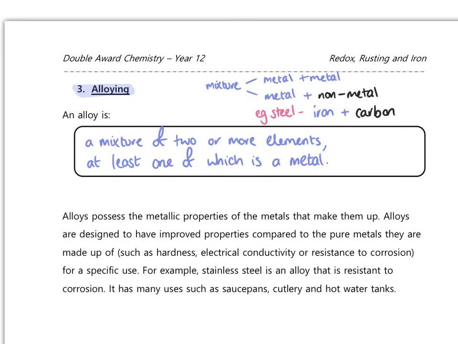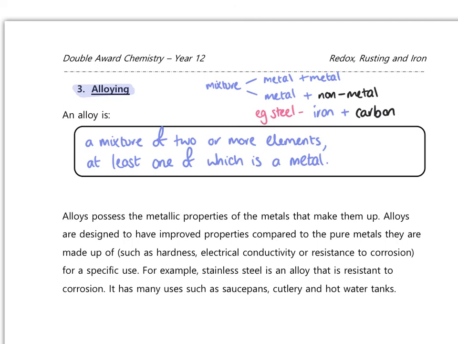So we would tend to mix it with another metal or carbon that is not prone to rusting. So as a result, we have a mixture that contains iron, so it possesses the good properties of iron, but it is more resistant to corrosion or rusting because of the other elements that are present. So for example, stainless steel is an alloy that is resistant to corrosion, and we use it in things like saucepans, cutlery and hot water tanks. So quite a lot of your saucepans that you use to boil your potatoes or your carrots at home will be made out of stainless steel.